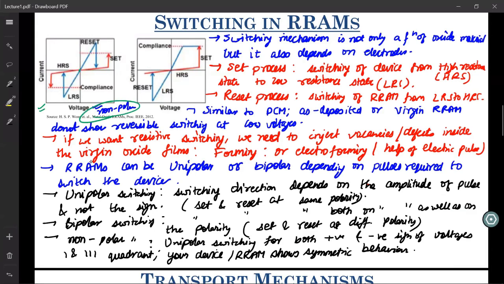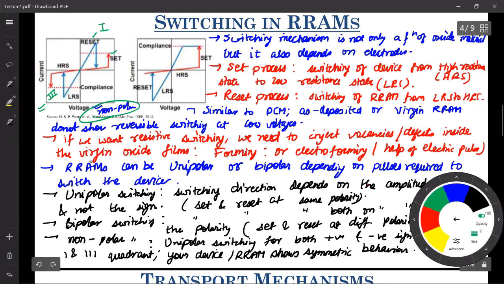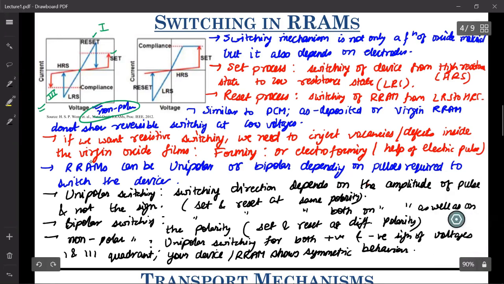Why is it a non-polar configuration? Because it is symmetric in the first and third quadrants. And the set and reset process both appear for the same polarity of voltages. So if you talk individually about the first or the third quadrant, they are unipolar mechanism. But since these are happening together, it's a non-polar kind of switching. So what happens here is, let us start with the LRS.